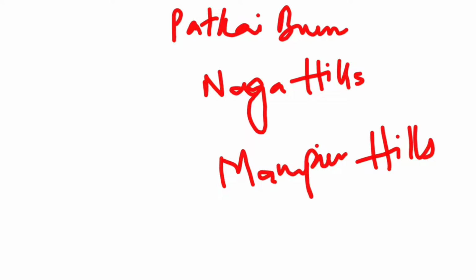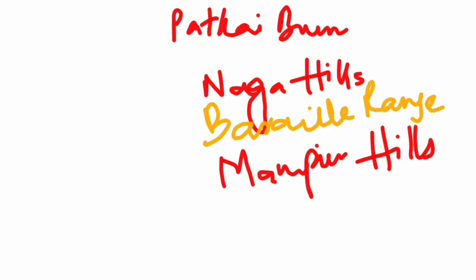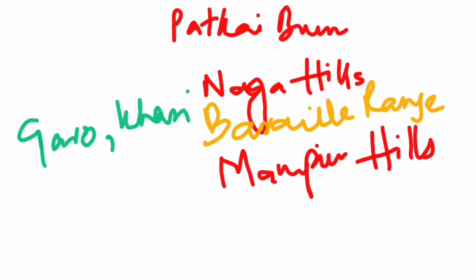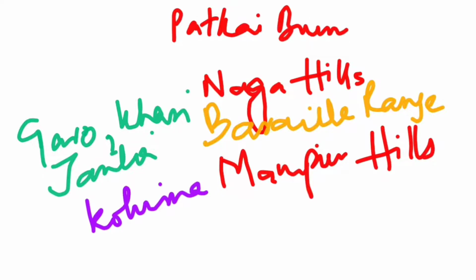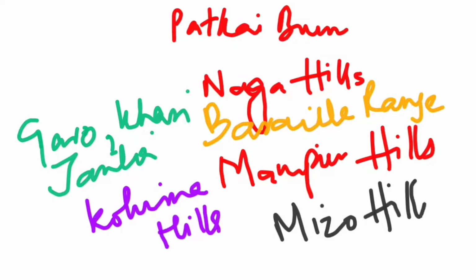And in between the Naga and the Manipur Hills we have the Bareil range. Fine, we have Bareil range. And to the west of the Bareil range, we have the Garo, Khasi, and Jaintia. Okay, and to the west of the Manipur hills, we have Kohima hills. Fine. To the south of Manipur, we have Mizo hills or Lushai.